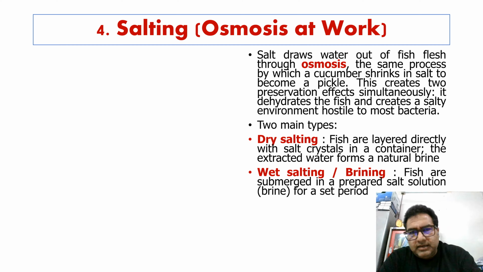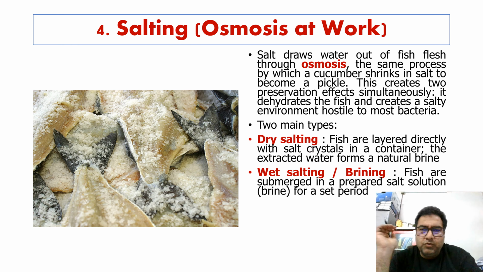Then salting is one of the best preservatives. Salting is a preservation method wherein osmosis plays an important role. It draws the water out. We have two types of salting: dry salting and wet salting. Salt draws water out of the fish flesh. So when we sprinkle salt on the fish, osmosis starts.